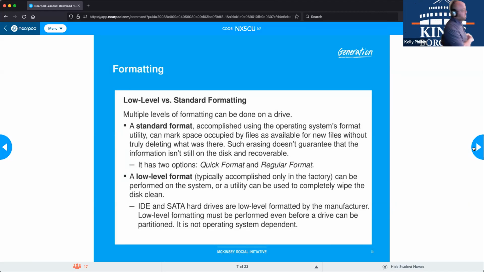So then we have what is called low level formatting. This doesn't mean it's very light formatting, or just casual. No, this means it's going very deep into the drive. Low level formatting is typically done at factories.